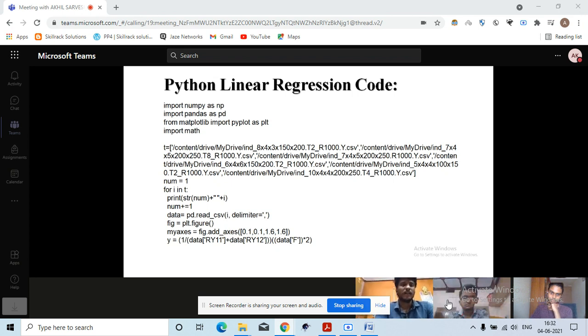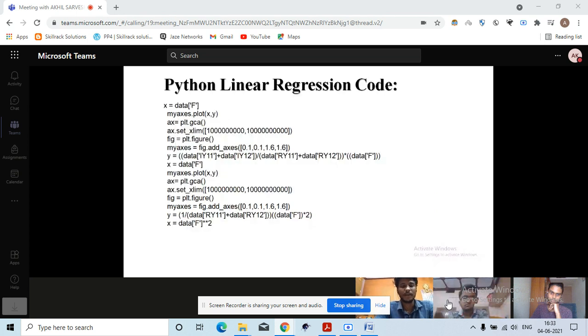Yeah, this is the code where this part is going to be a validation of the formula we have derived. To validate the formula, we need practical data from a real spiral inductor. We got the data points in S parameter form. So using this linear regression code, we are going to plot the data points and find the intercept and coefficient of the fit.